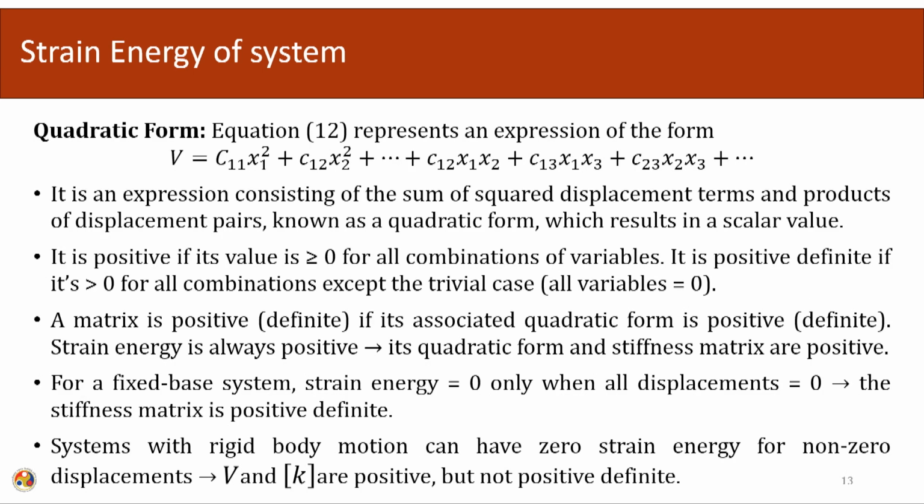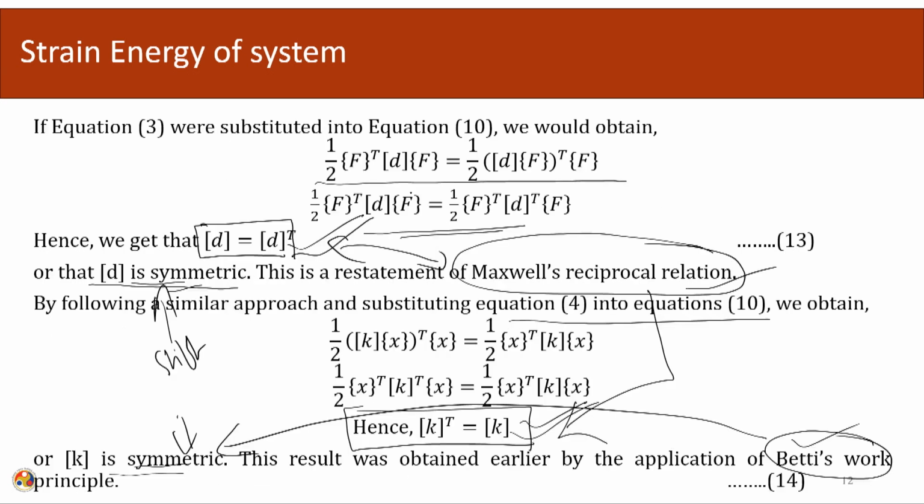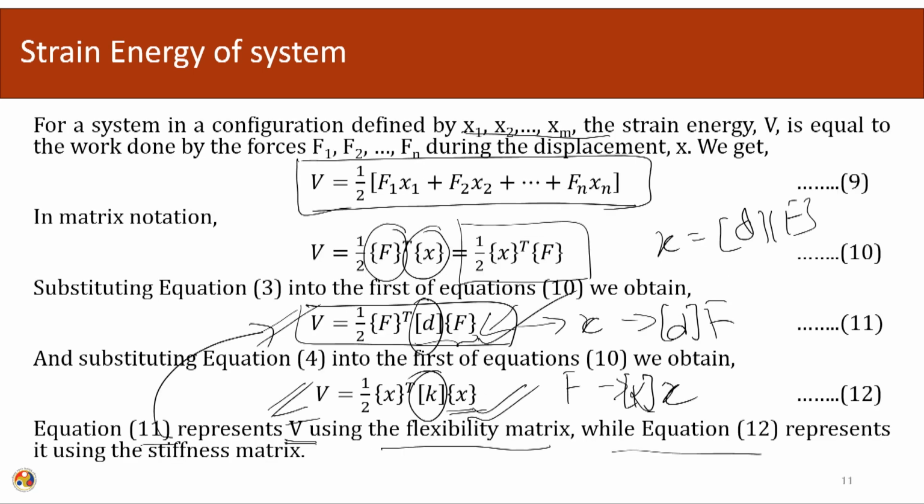So, equation 12 represents an expression in the quadratic form. If you look into equation 12 closely, this equation is representing the strain energy in quadratic form of x, with cross terms also. So, this is the matrix notation.